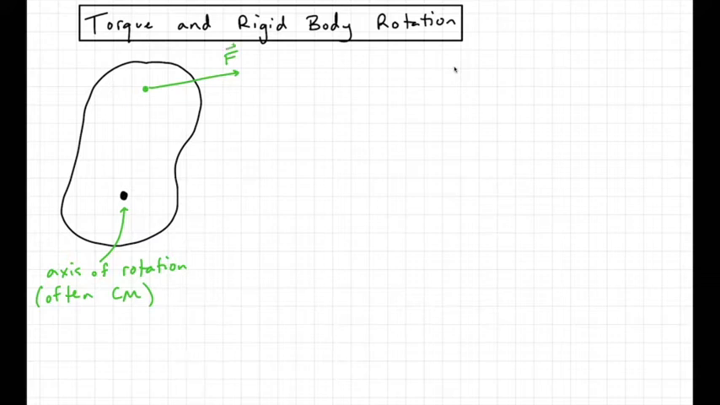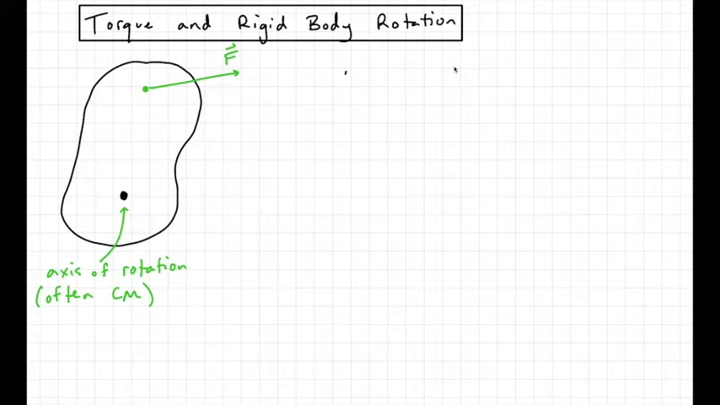That force is going to cause some rotation. So it may cause the object to accelerate if the object isn't fixed in place. But it's also going to cause some rotation if it's applied in this way, where you can kind of see it pulling around that axis of rotation. And torque is a measure of how much rotational force we're getting. It's not force exactly, but it's analogous to force.